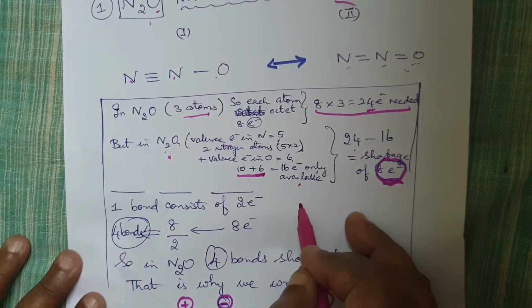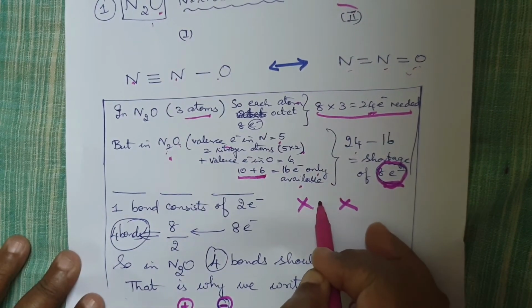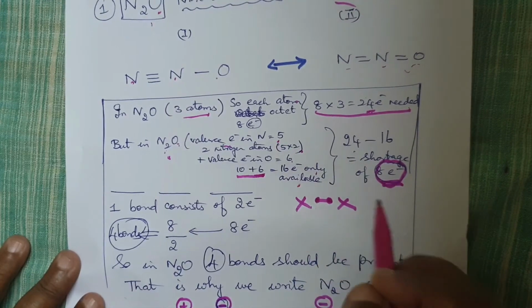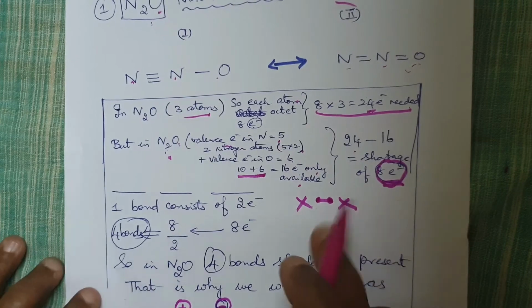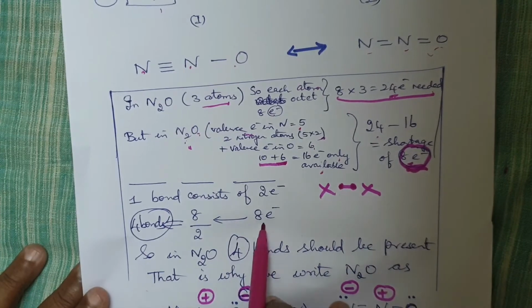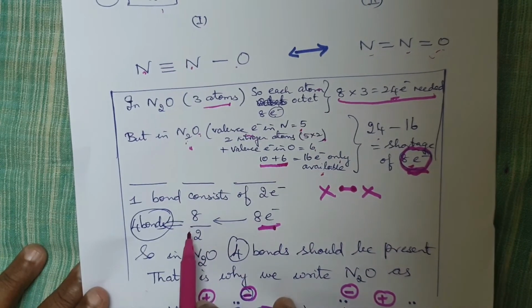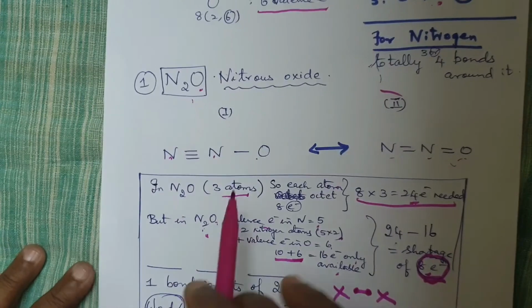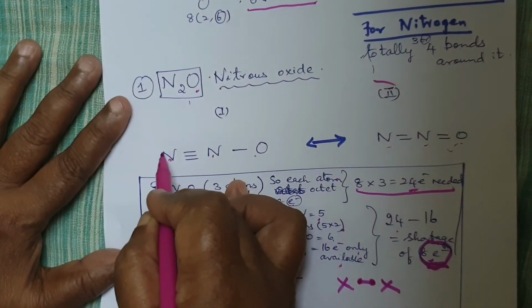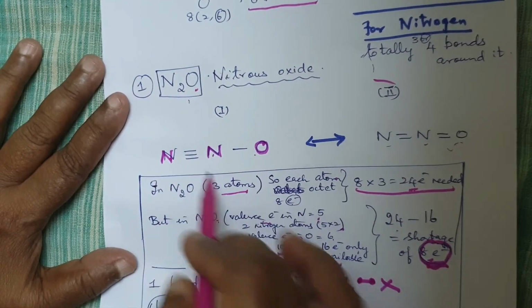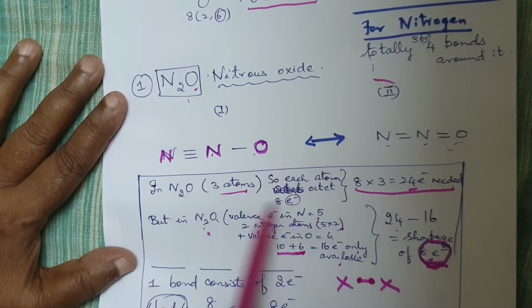And always you have to remember, if there are 2 atoms X and X and there is a bond between them, every bond consists of 2 electrons. Any single bond consists of 2 electrons. So there's a shortage of 8 electrons here in N2O. Let me divide it by 2 to find out how many bonds are required. So 8 divided by 2, 4 bonds are required here. We have already written down 2 nitrogen atoms and 1 oxygen atom in N2O, so there are to be 4 bonds in that whole molecule.